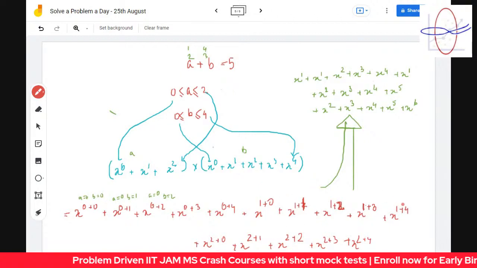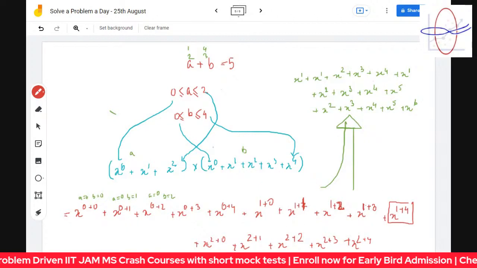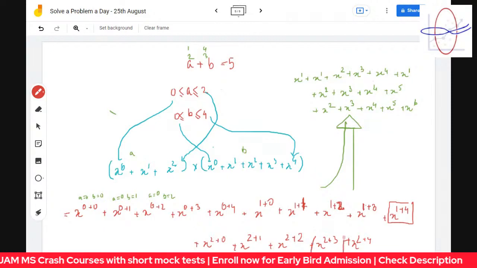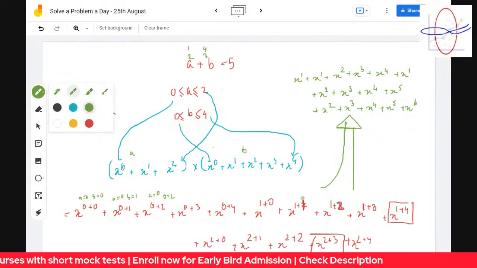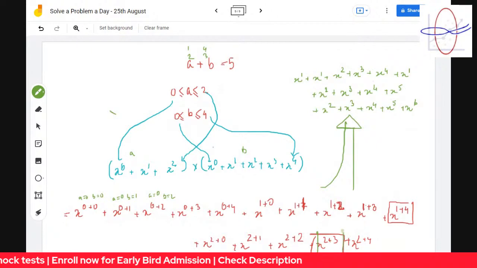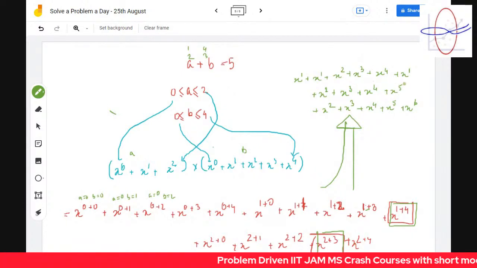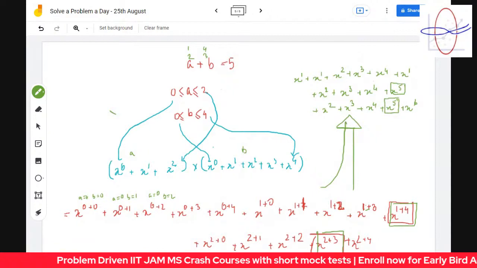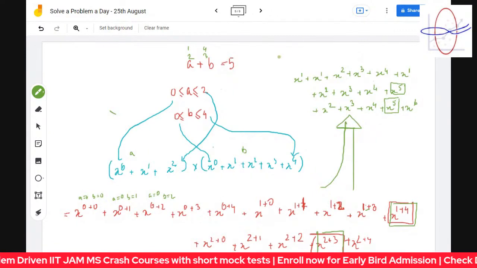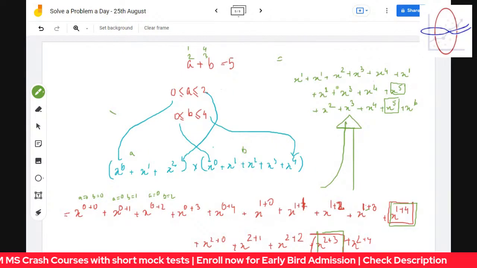So x to the power 5 is coming here and x to the power 5 is coming here, right? So there are two values coming up, x to the power 1 times x to the power 4, and x to the power 2 times x to the power 3. So what we are getting is that there are two x to the power 5 coming up. So what is the basic idea? If you add it up, you will get how many x to the power 1 are there?